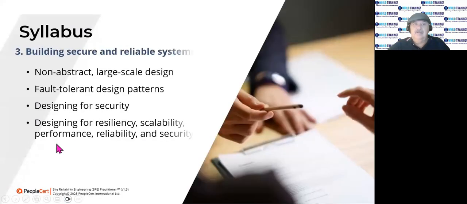So the module has several design methodologies that we'll talk about. We'll do a number of exercises as well. One of them is called the non-abstract large-scale design approach. There's something called the fault-tolerant design patterns. We will talk somewhat about DevSecOps and designing for security. And finally, different strategies for designing for resiliency, scalability, performance, reliability, and security.